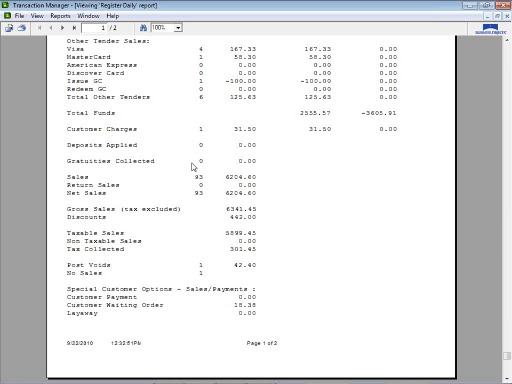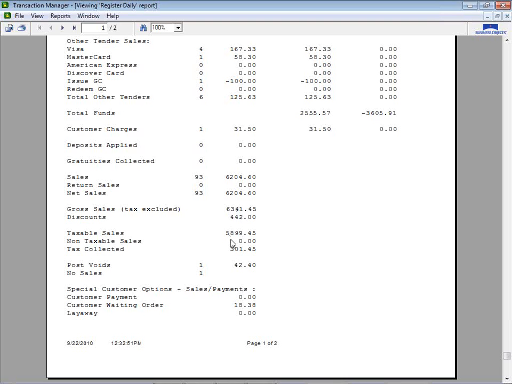If you do credit card type tips, we usually call those gratuities, you'll get a little special line for that as well. And then you get some summary information about what happened during the day at the store. So we have 93 sales for $6,200. We didn't do any returns or refunds today, thankfully, but if we did, they'd show up here, and then we get a net. We get some information about the gross sales. So this $6,200 actually includes tax. The amount here does not include tax.